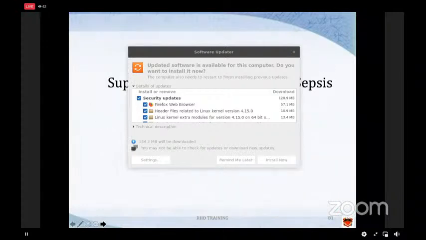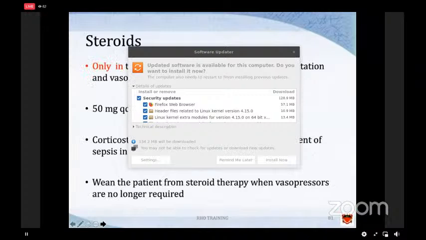Right. Apart from the main bundle, there is some supportive care. Once you put the bundle into practice within the first hour, you can think about the supportive care. So what is the role of steroids in sepsis?